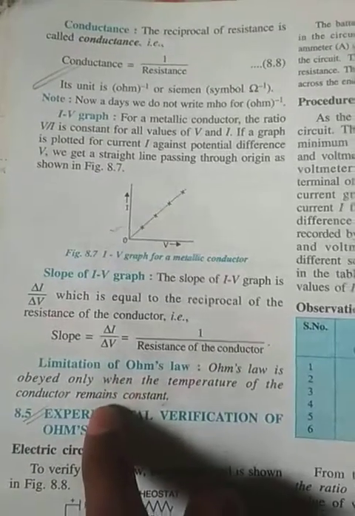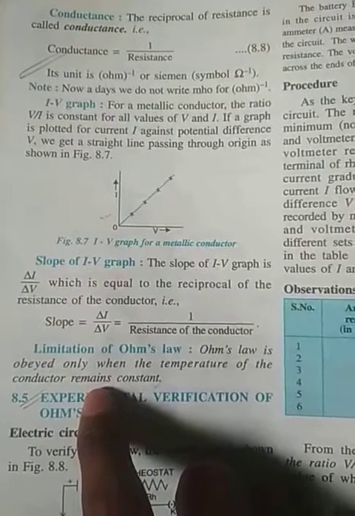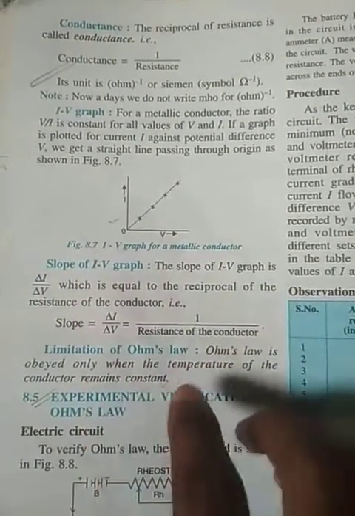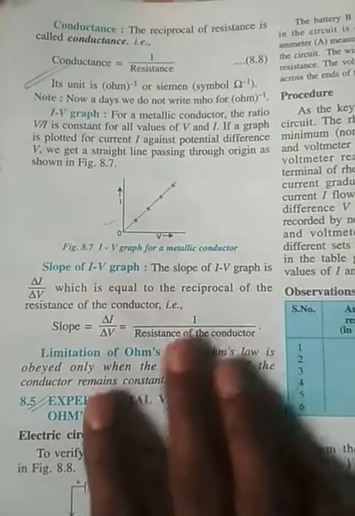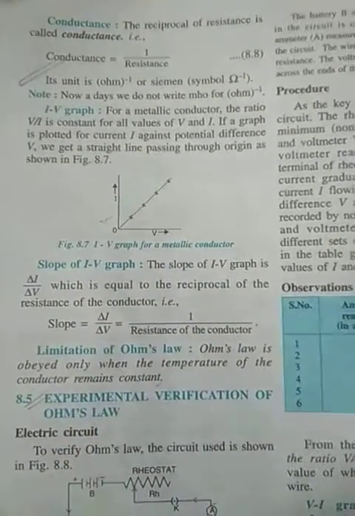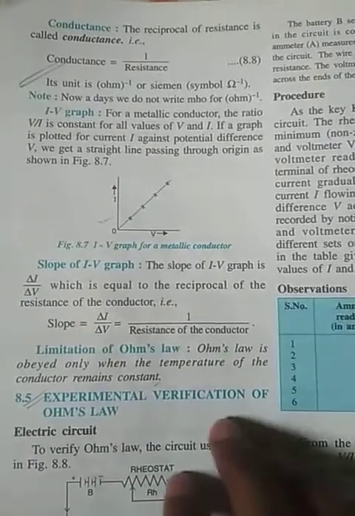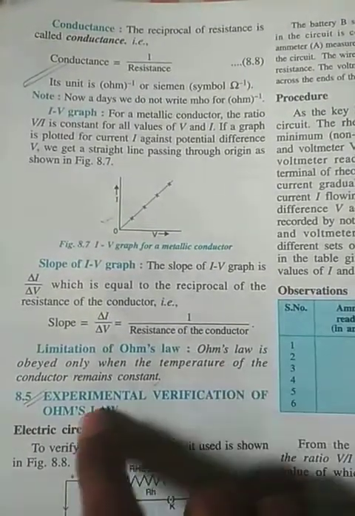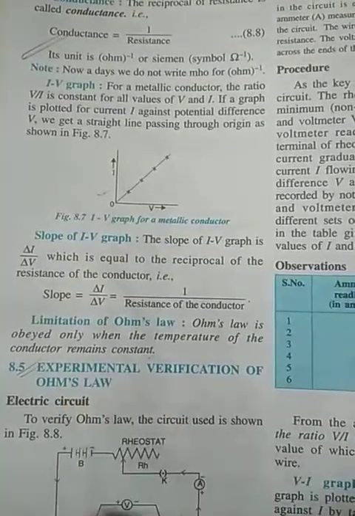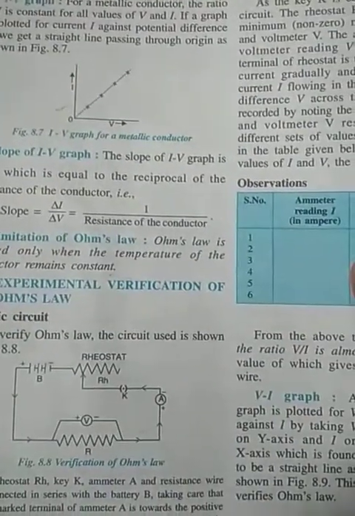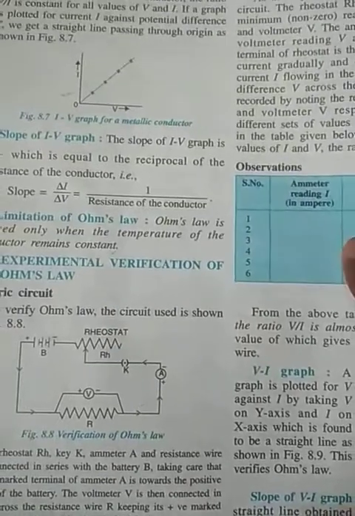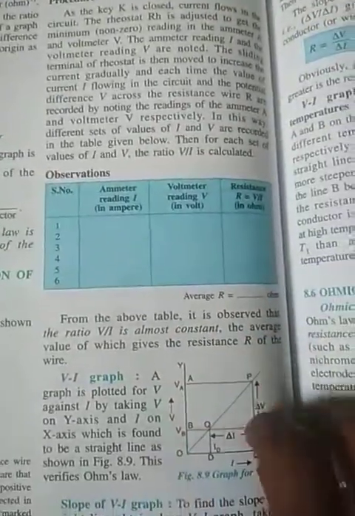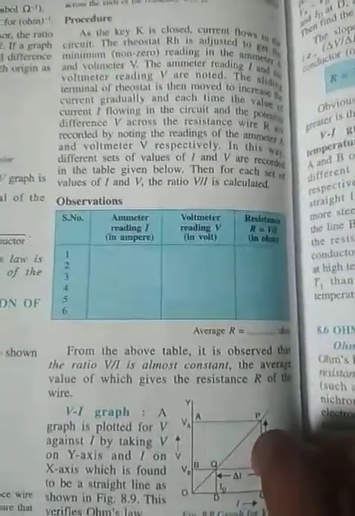Limitation of Ohm's law. What problem do we face in the case of Ohm's law? Ohm's law is obeyed only when the temperature is constant. If the temperature is varying, Ohm's law does not obey the rules. Experimental verification of Ohm's law: there is an experiment done on the basis of Ohm's law. You just read it, you don't have to remember it.